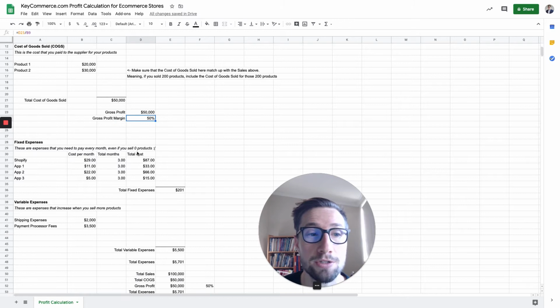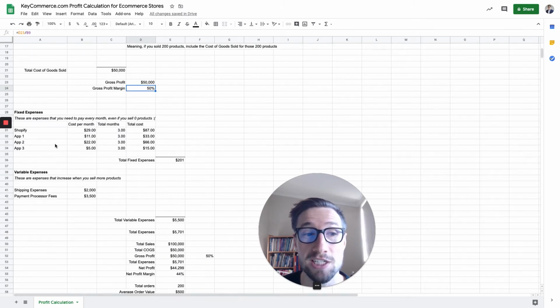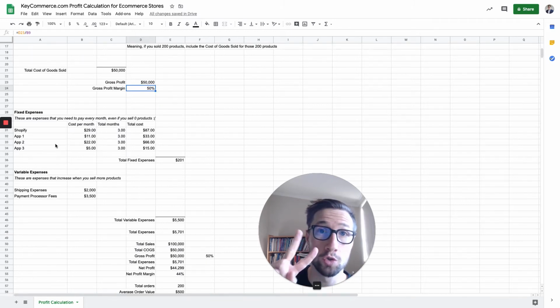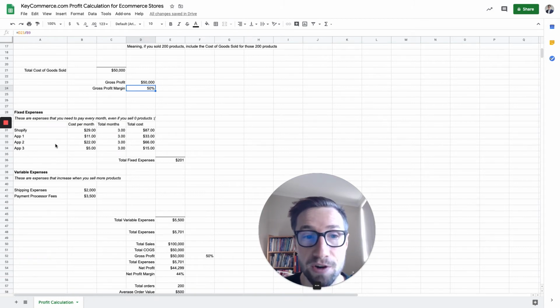The next thing you want to do is work out your expenses. I've broken it up into two types of expenses here because I think this is very, very important, especially for e-commerce stores. The first thing here is your fixed expenses. These are expenses that you have to pay every single month.